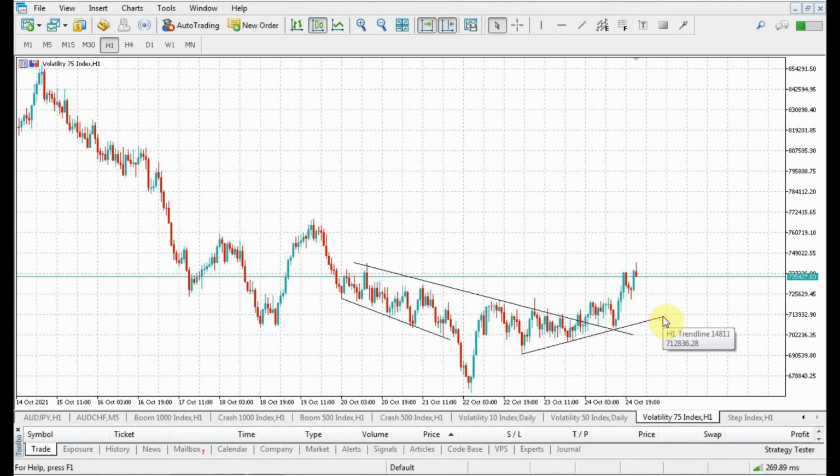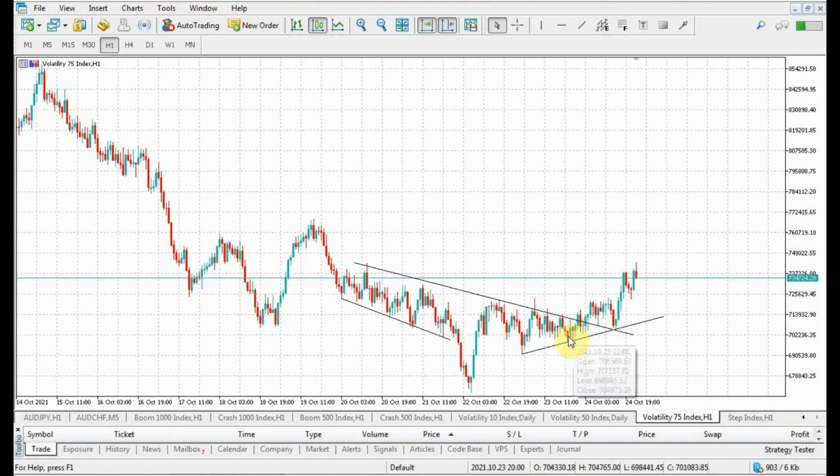Taking trades with trend lines. If you see three touches and you see price moved and respected it, it's possible, don't be surprised, price could move down to this trend line, then continue the upward movement. Okay, first touch, second touch, third touch.